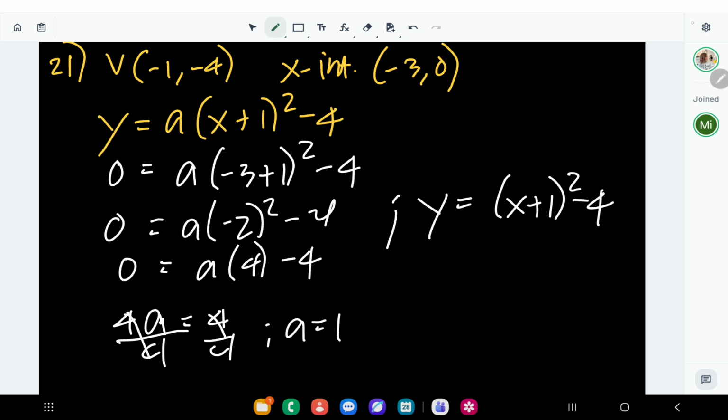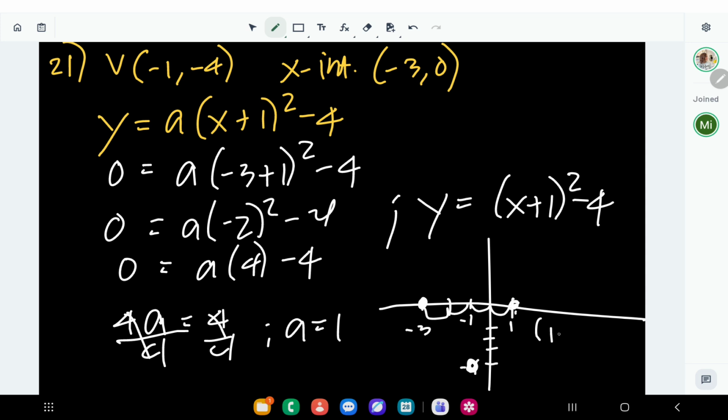Then graphing. You can also graph this like this. You're given the x-intercept -3, 0, and the vertex is -1, -4. So your vertex is here. So you just count. This is 1, 2 units. So you count here 1, 2. So the other x-intercept is this one, 1, 0. So your graph would look like this. Then you can write this in intercept form: y equals a times x plus 3 times x minus 1. Okay, we go to number 22.